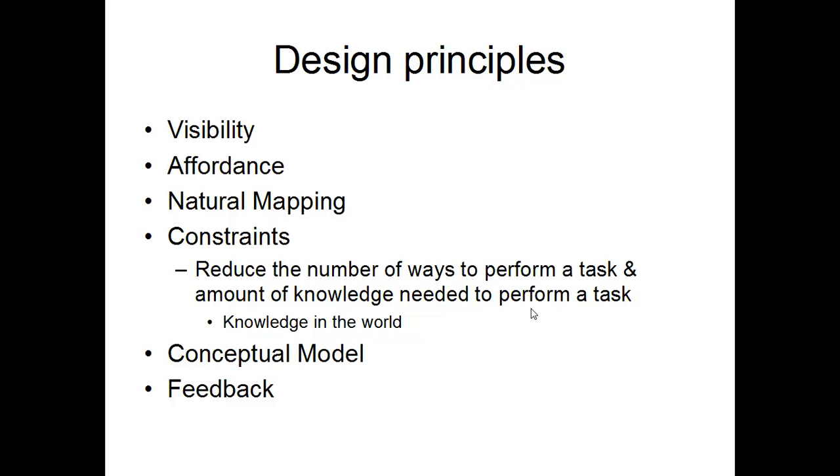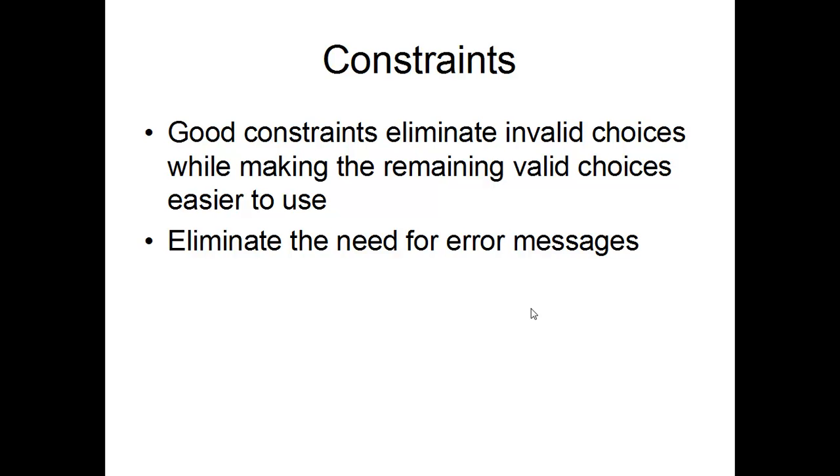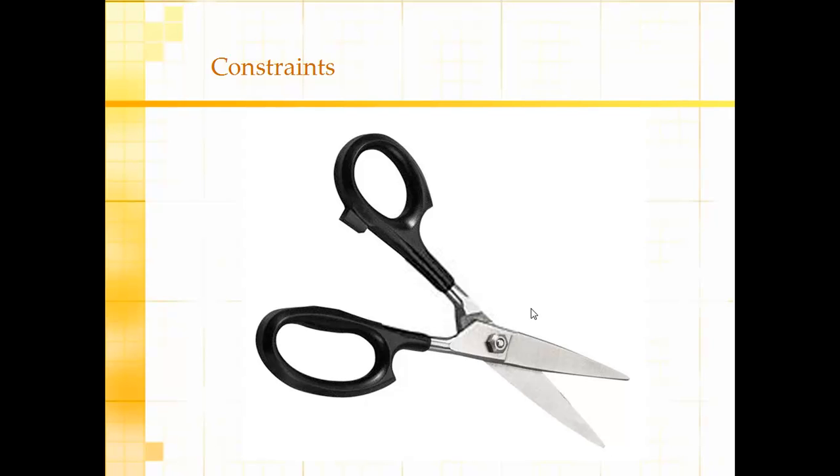So the fourth design principle, constraints, works along with natural mapping and other principles to reduce the number of ways to perform a task and the amount of knowledge needed to perform a task. What it means is, rather than storing knowledge about how to handle any device, it is better that the knowledge is actually present in the world or in the device, and people can explore. So good constraints eliminate invalid choices while making the remaining valid choices easier to use. It also eliminates the need for error messages.